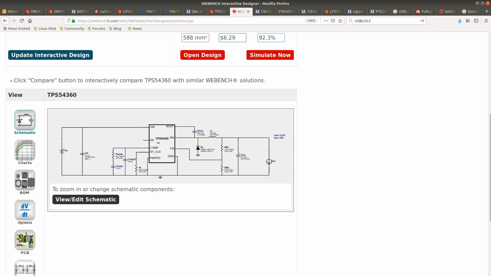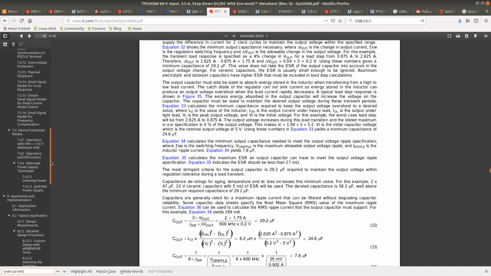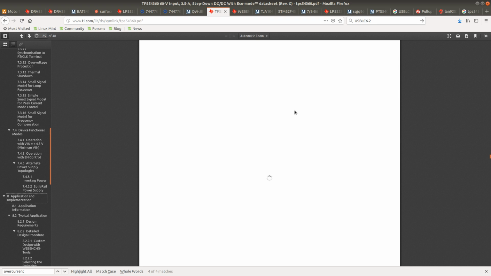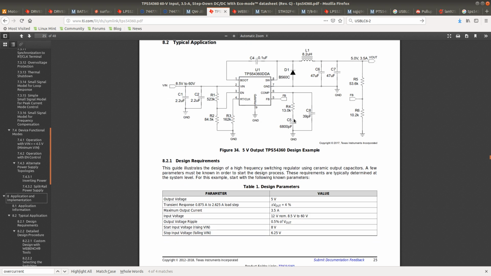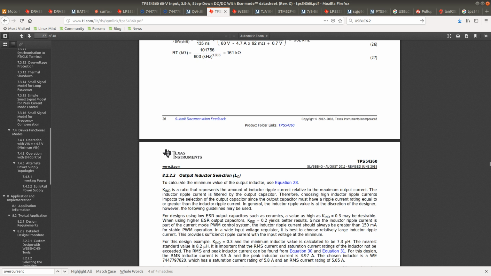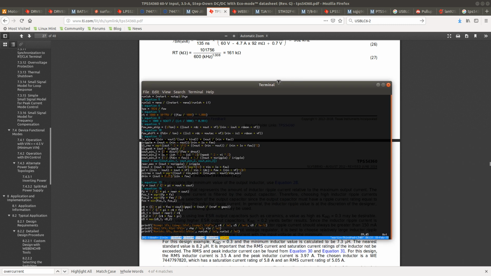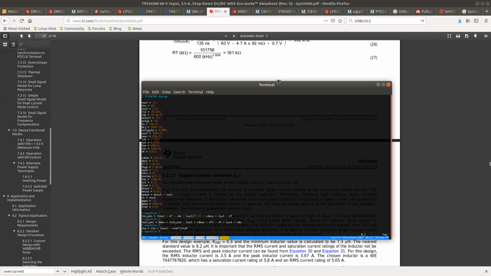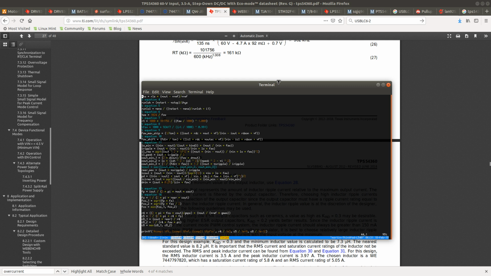So I went ahead and I looked at the data sheet, and I looked at their examples. They have an application example here for 5 volts, and then I tried to replicate, sort of jot down, all of the equations that they used, and convert it to MATLAB code, which I then could easily adjust to my design. Just to show what this looks like, this is the MATLAB code which I have now adjusted to my design, but this is pretty much the stuff that needs to be done in order to design this regulator.